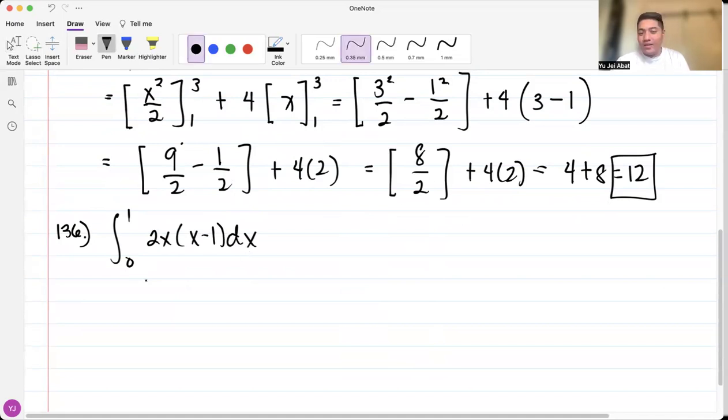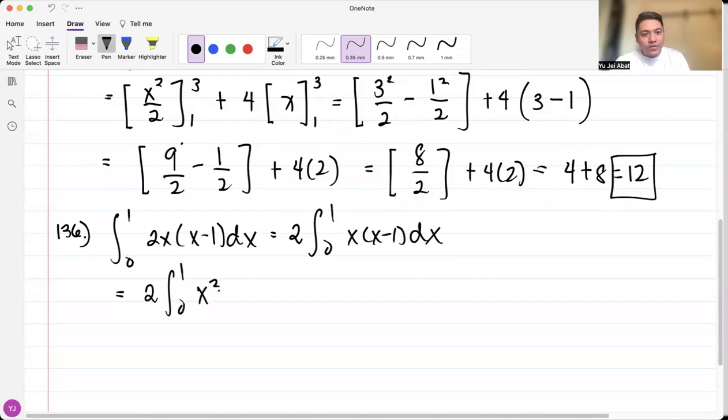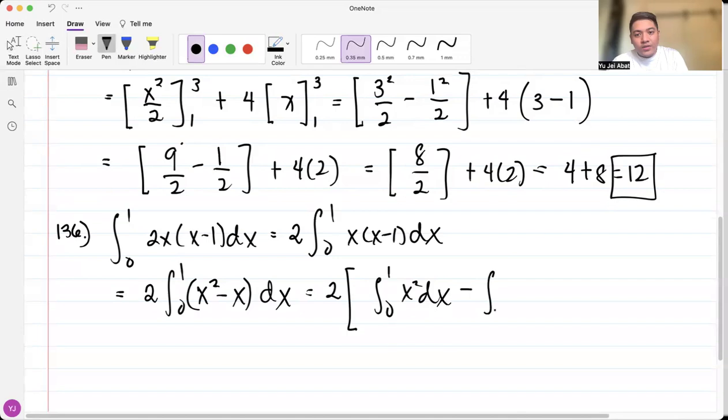In this one, we have the integral of 2x times the quantity x minus 1 dx, evaluated from 0 to 1. So what we are going to do here is factor out 2 outside of the integral. Okay, so we have x minus 1 and dx. I can distribute x such that it becomes x squared minus x dx. I can separate it, of course, with 2 being multiplied to the whole integral. So I'll be having from 0 to 1 of x squared dx minus the integral from 0 to 1 of x dx. Okay?